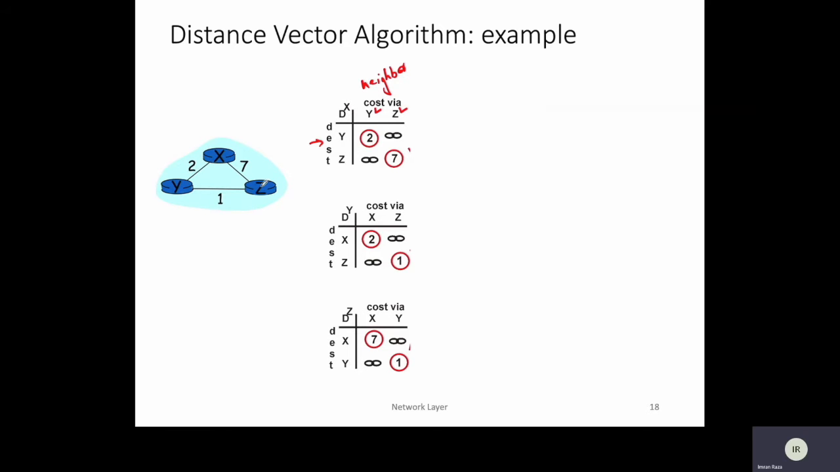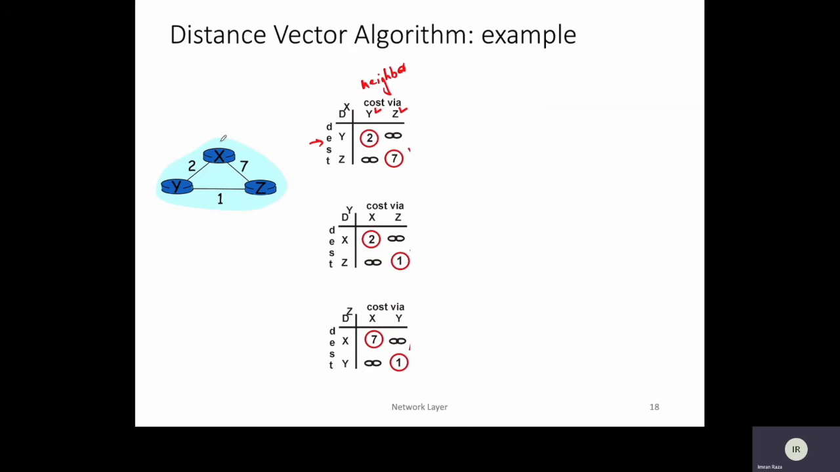And what are the destinations, by the way? Yes, Y and Z, right? Because these two are also the possible destinations for X. So here, the columns represent neighbor via, and the rows represent the destinations, right?